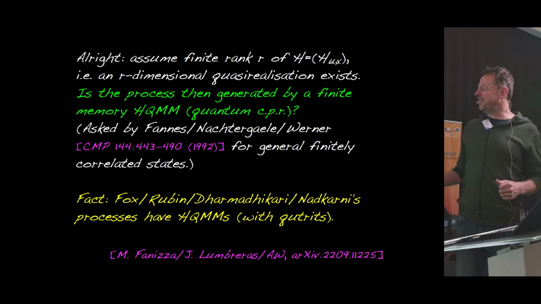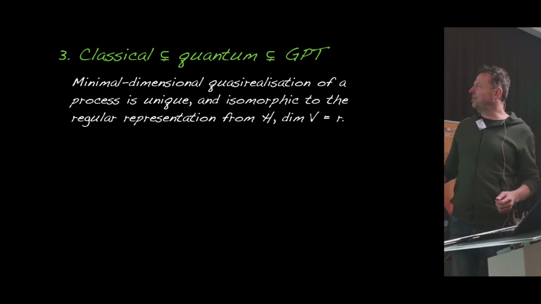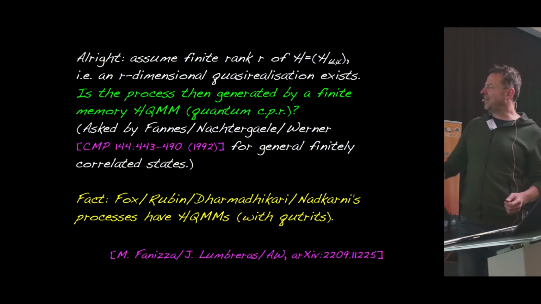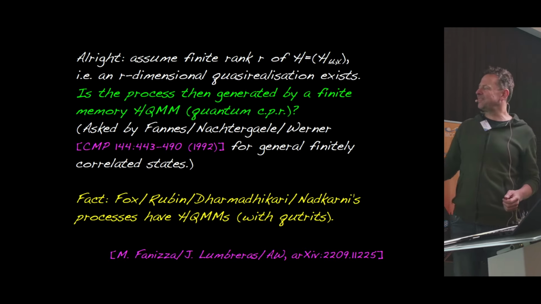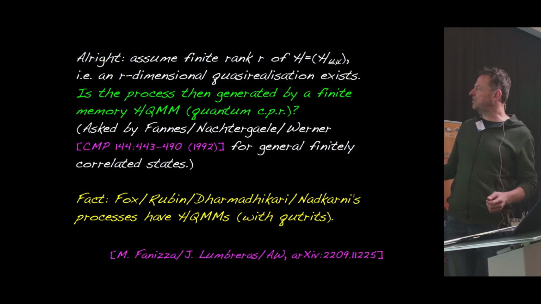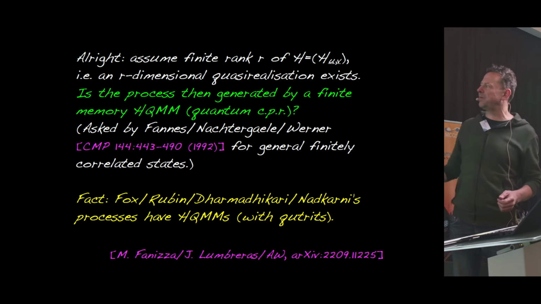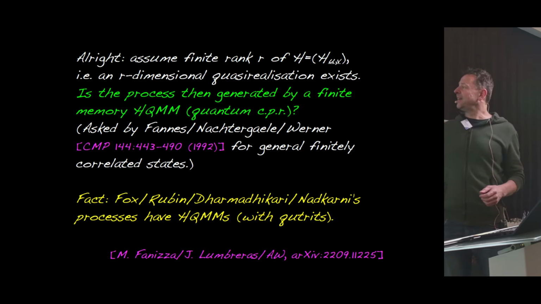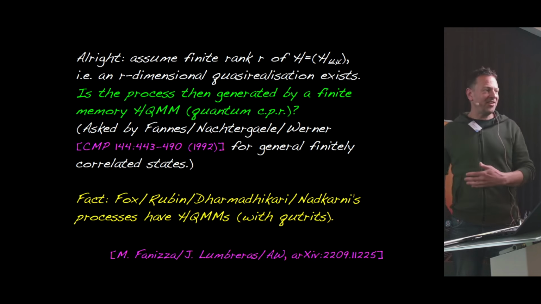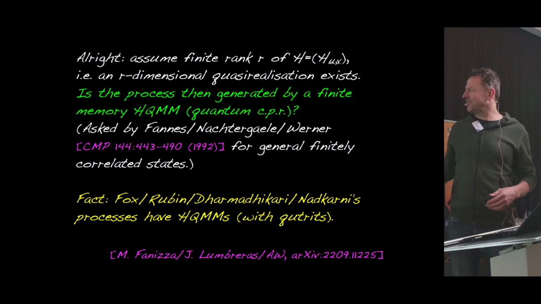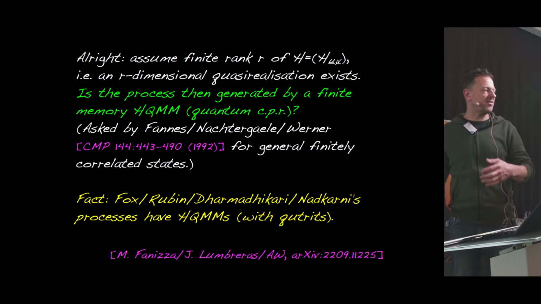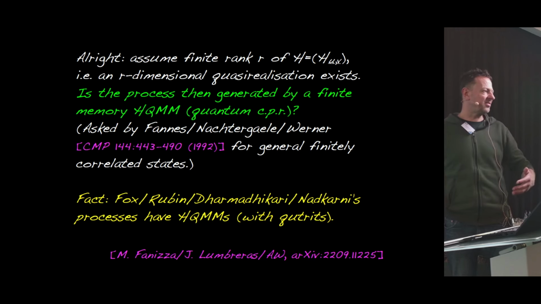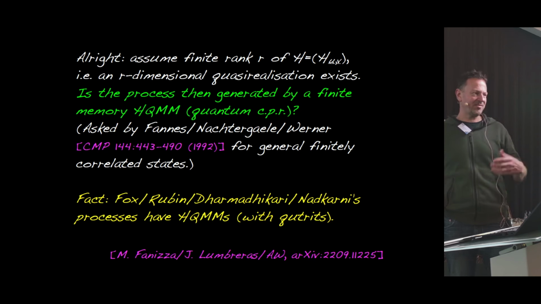So the first result that we had in the paper is we looked at their processes, the largest, the most general classes in the second paper by Dharmadhikari and Nadkarni. Turns out they actually have quantum realizations, and in fact the whole family they describe can all be realized with qubits. So it means d equal 9, 3 squared.